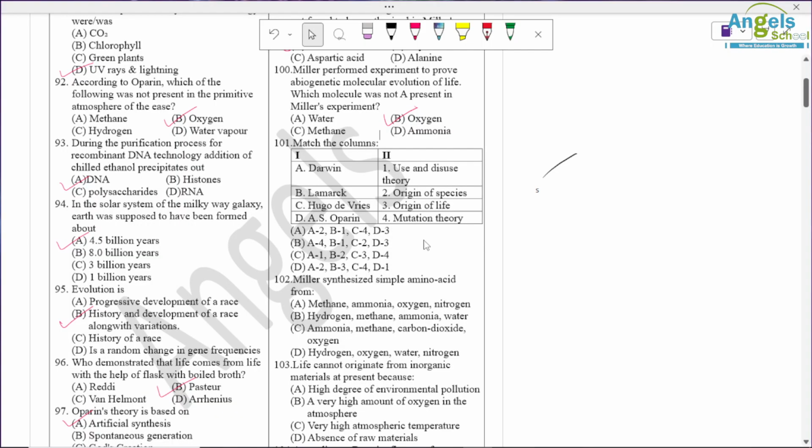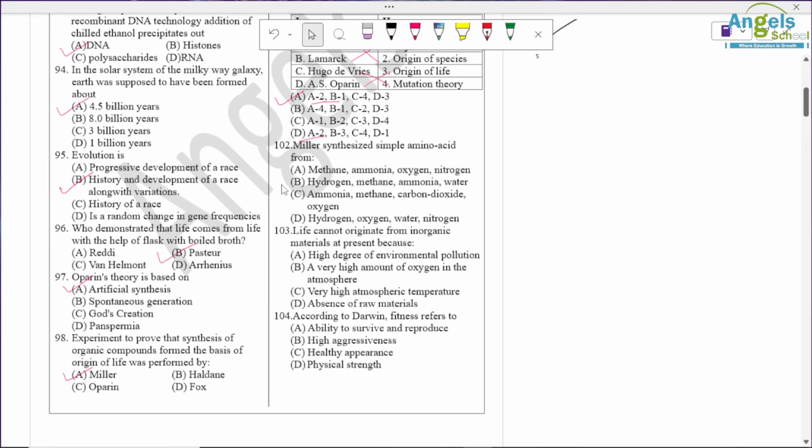Match the column. Darwin, origin of species, so A2. Then Lamarck, use and disuse of organs, B1. So again option A is correct. C, Hugo de Vries gave the mutation theory, and Oparin gave the concept of origin of life.